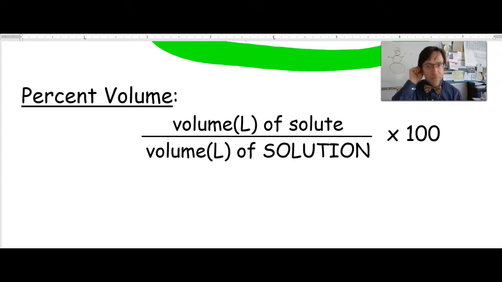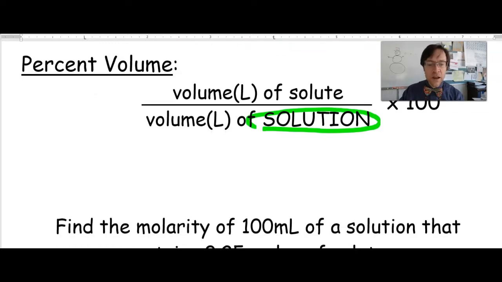Got it? Okay. Again, the one thing you have to be careful of with the percentage is that it is the volume of the entire solution. So the volume is both the volume of the solute and the solvent combined. Got it? That is actually really important to remember.